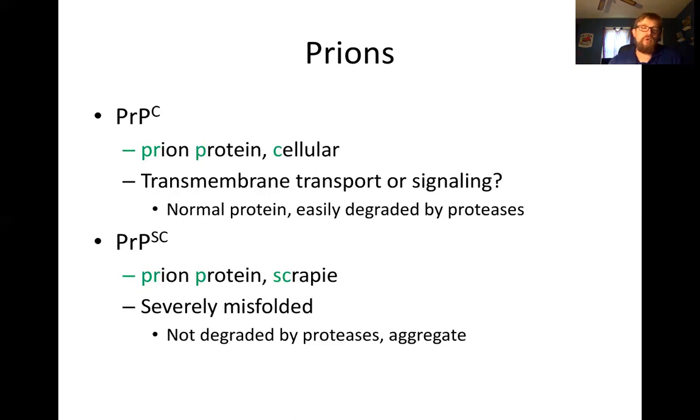And that's totally fine. What becomes an issue is when we have something called prion protein scrapie. And the scrapie version, remember, that's what we had the prion disease in sheep. This is not Scrappy-Doo.